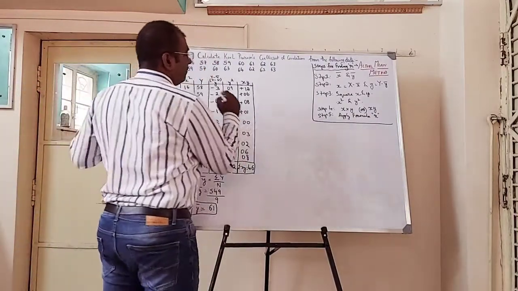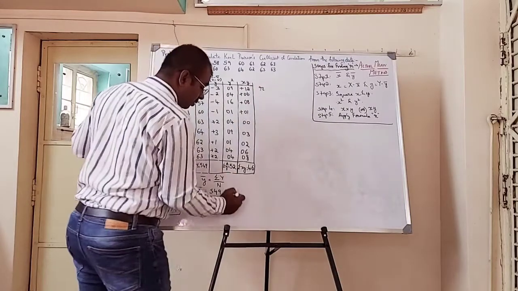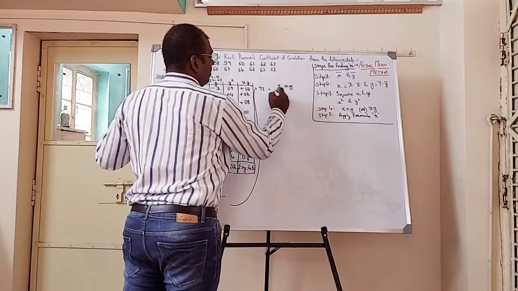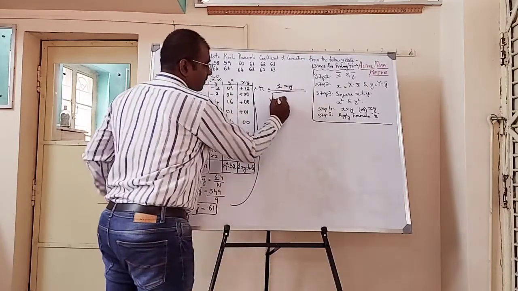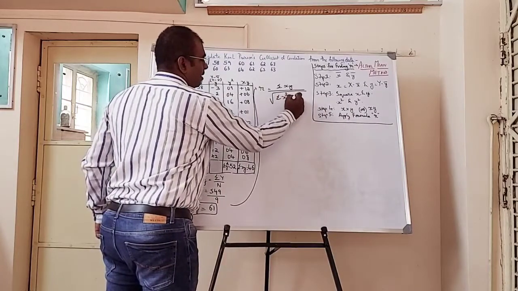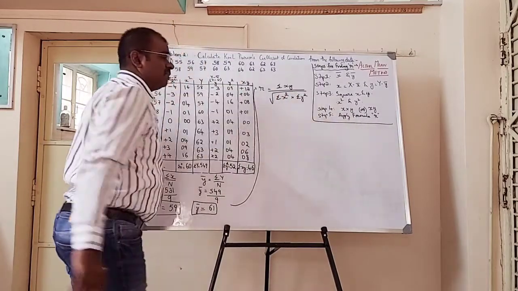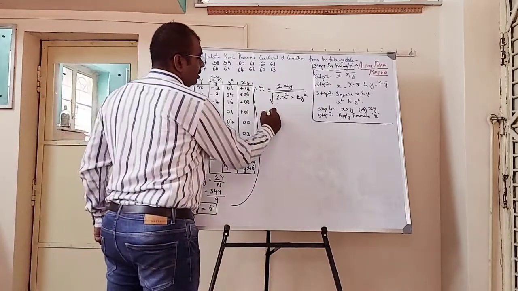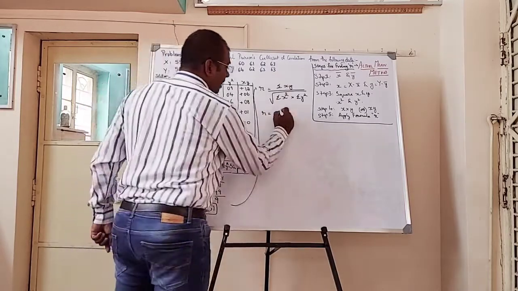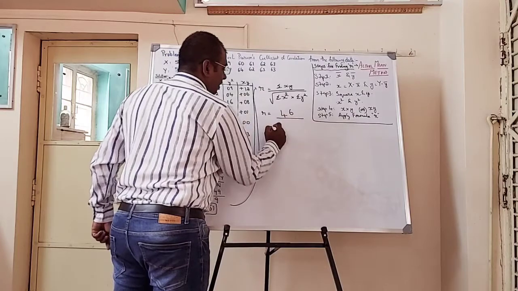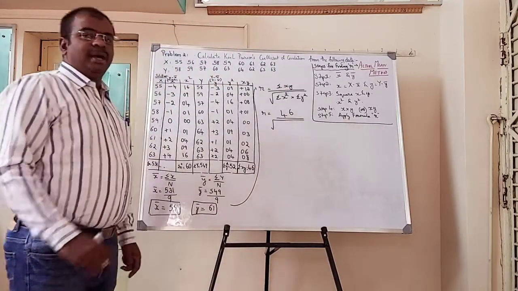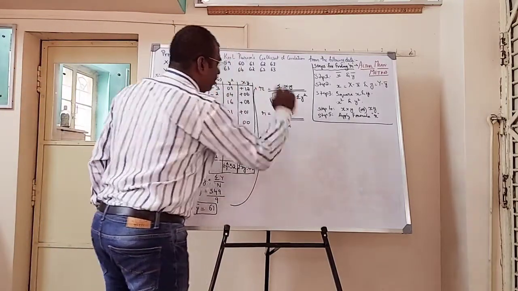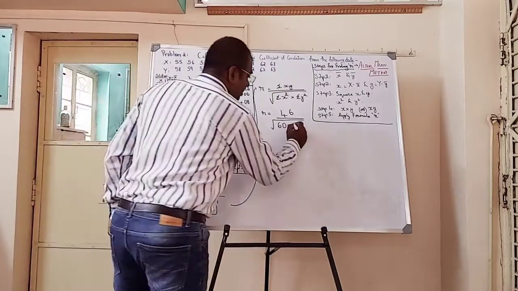So this is step number 5, calculating the correlation coefficient. R is equal to sigma xy divided by square root of sigma x square into sigma y square. That is the formula of our correlation coefficient. So R is equal to sigma xy, the value of sigma xy is 46, divided by square root of sigma x square, which is 60, into sigma y square, which is 52.